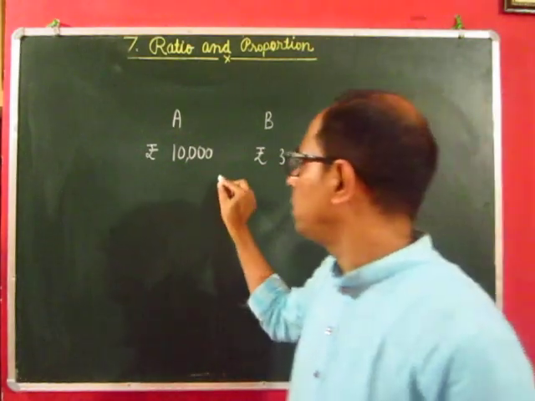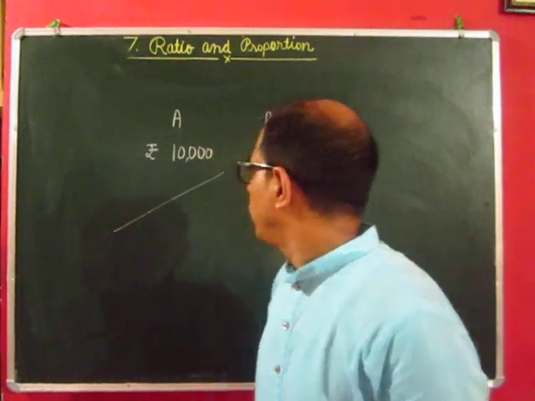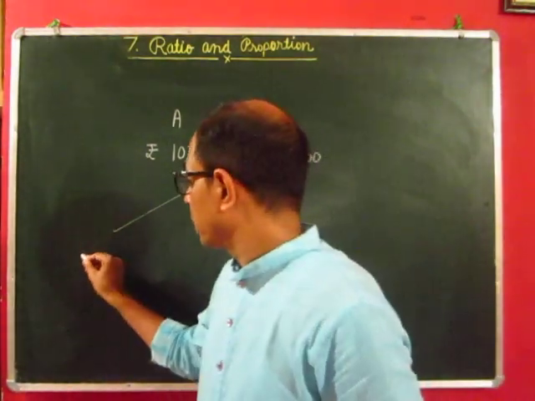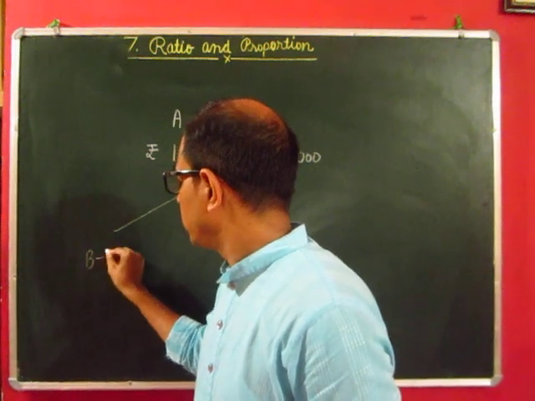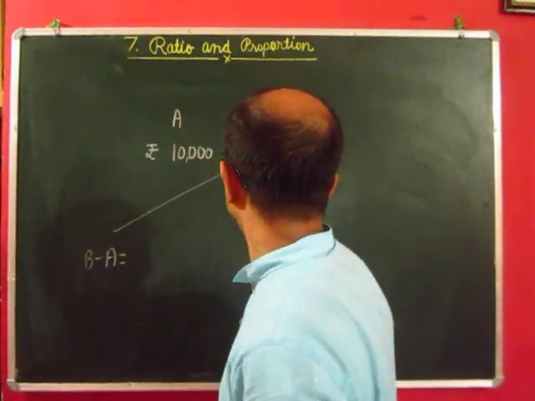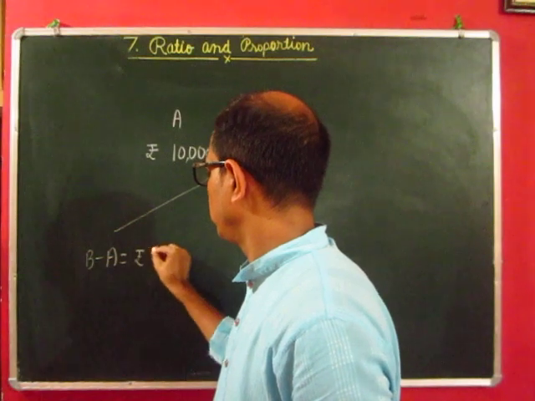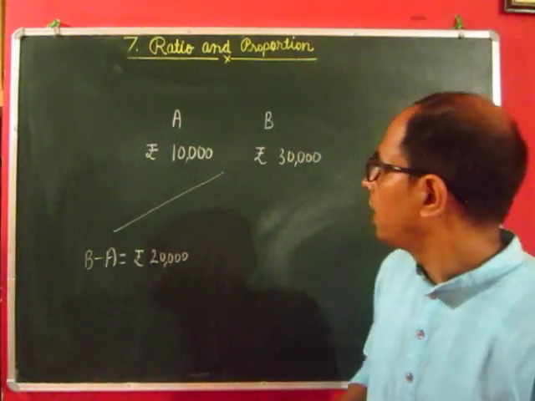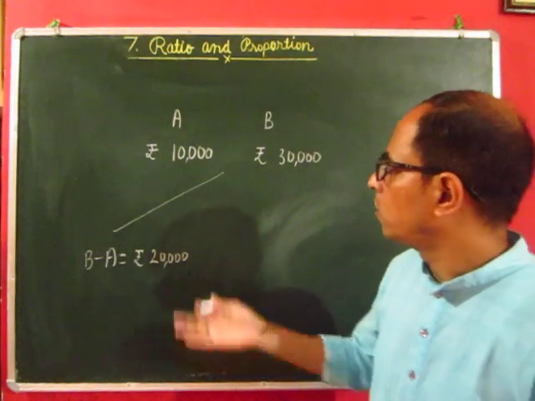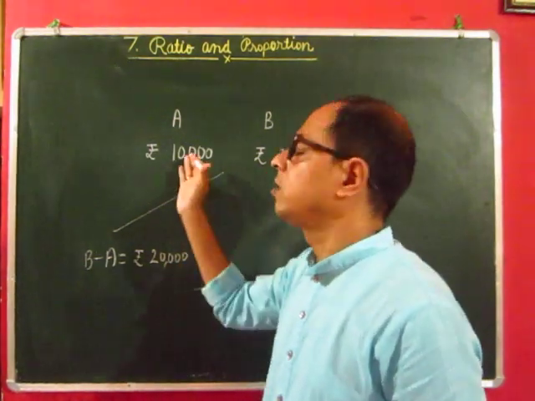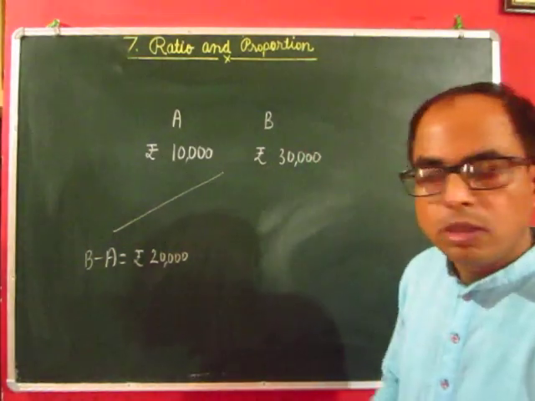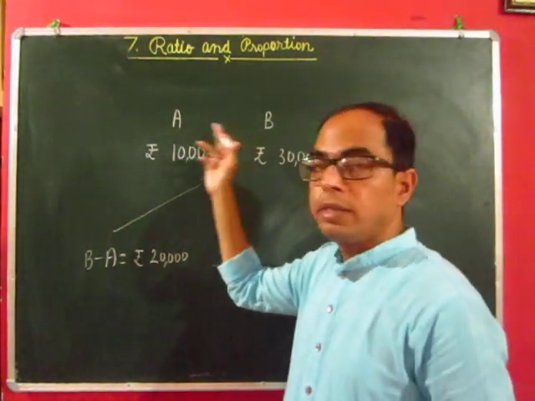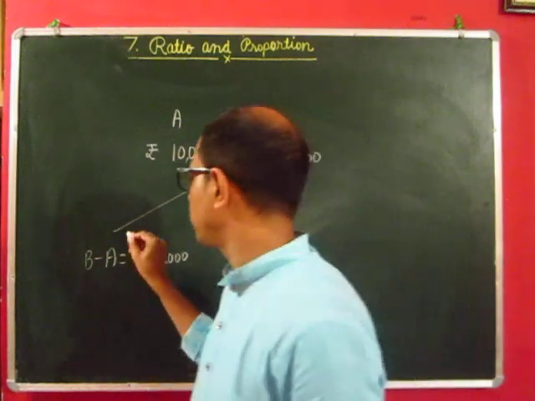So one method is we can compare these two salaries in this way. B minus A is equal to rupees 20,000. So we can say that the salary of person B is 20,000 more than the salary of person A. So this is one method to compare these two quantities. This is called the difference method.